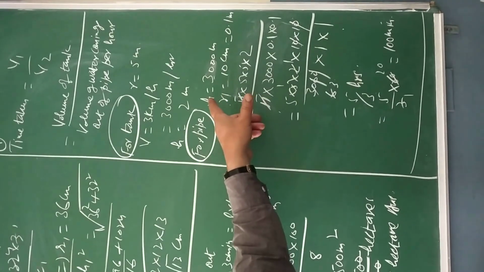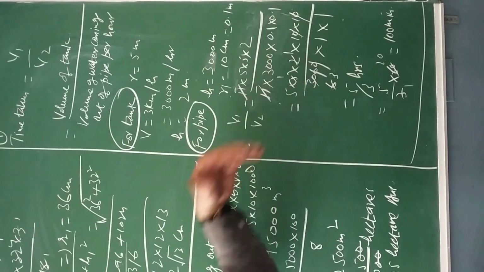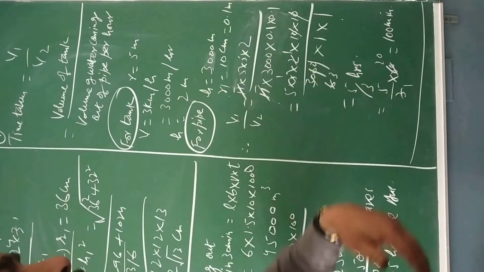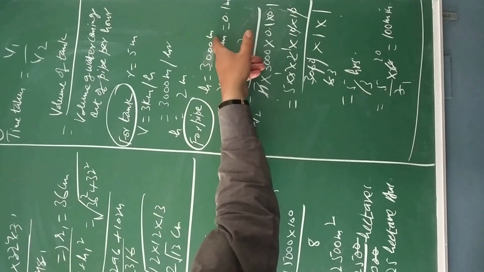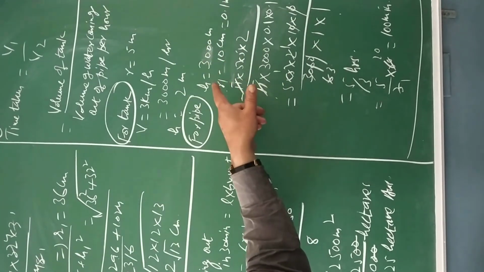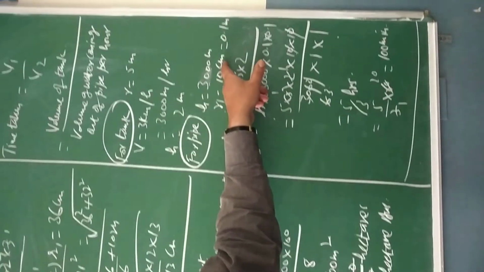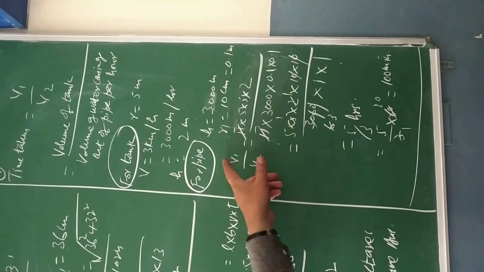For the pipe the height is 3000 meter, that is the speed of the water, because the length of the water flowing is equal to the speed. So that is the height of the water that will be counted. And the radius is 10 centimeter, that comes 0.1. V1 upon V2.